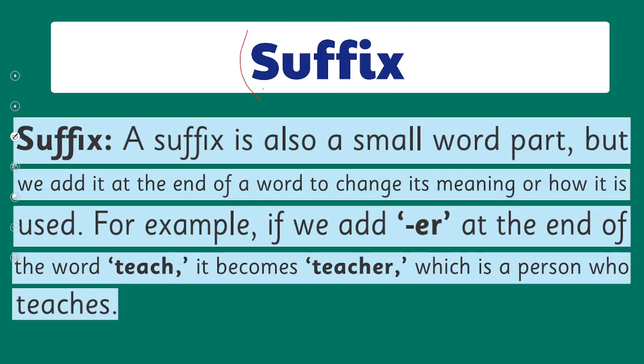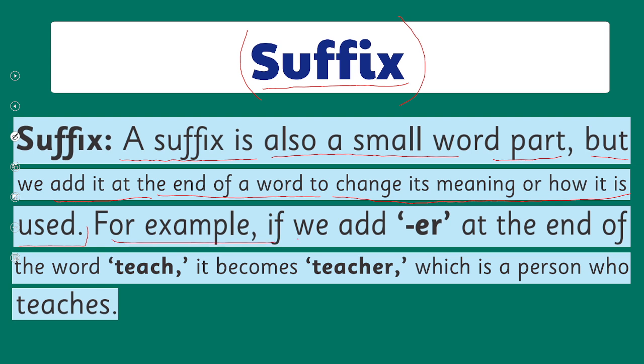We have the second type of affixes, and the second type of affixes are called the suffixes. These suffixes are the chunks which we add at the end of the base word to change its meaning or to modify that word. So what the suffixes are, let's find out. A suffix is also a small word part, but we add it at the end of a word to change its meaning or how it is used. We add suffixes at the end and prefixes are added at the beginning of the word. So this is the difference between these two.